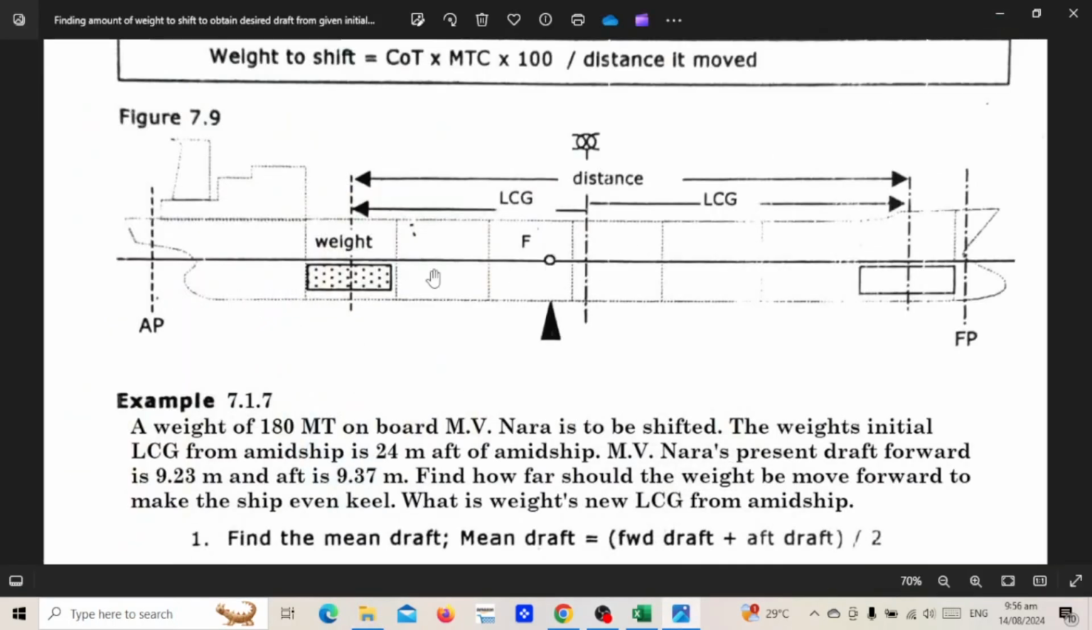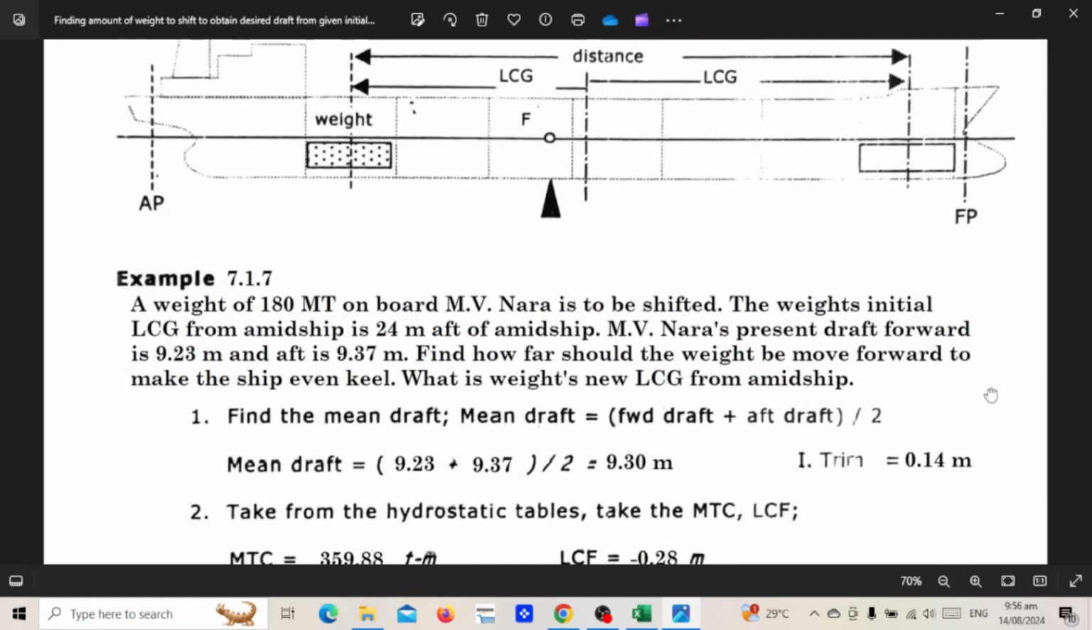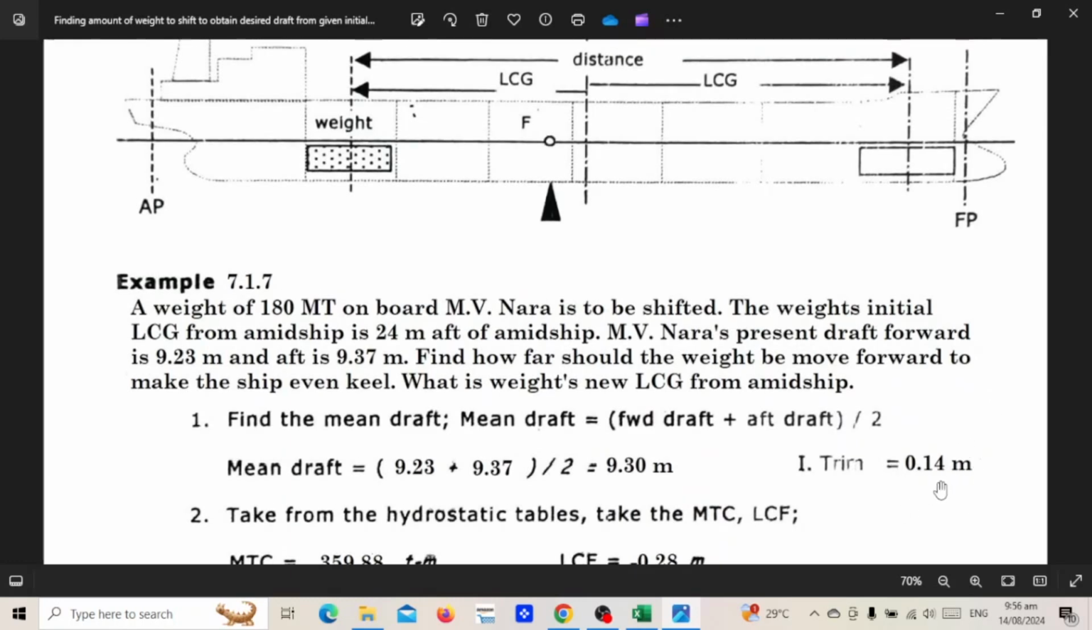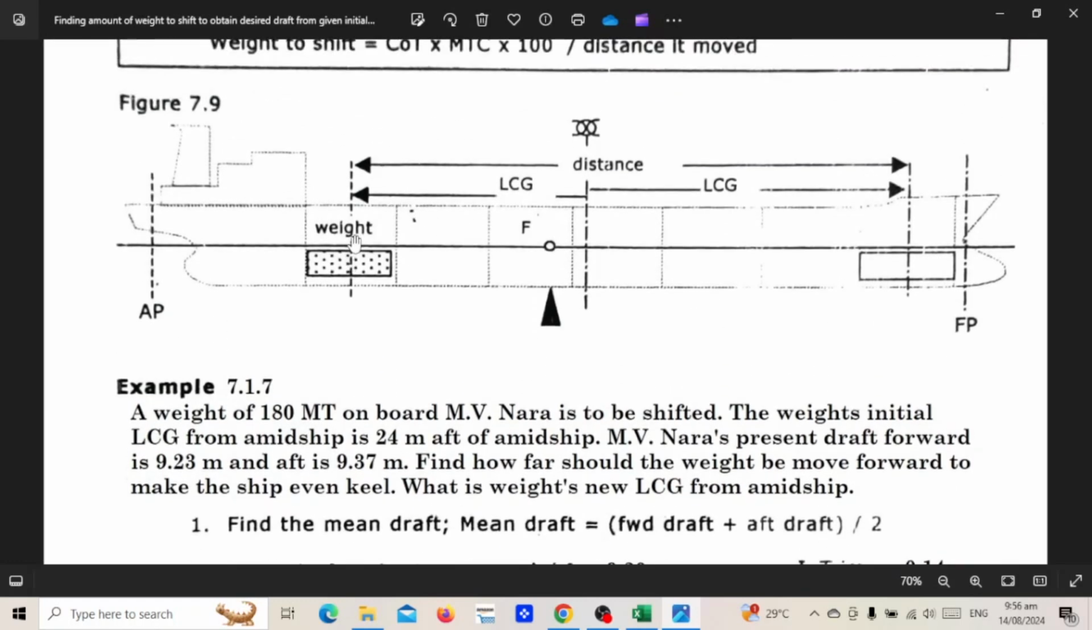So you are trimmed by the stern, and your trim is 0.14. Okay. Find how far should the weight be moved forward, meaning if you want to shift this weight forward, how far will it go?